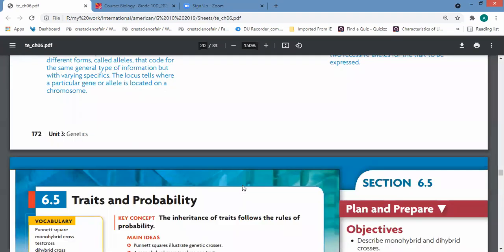Okay, so section 6.4 is over. Any question? Any question, guys?